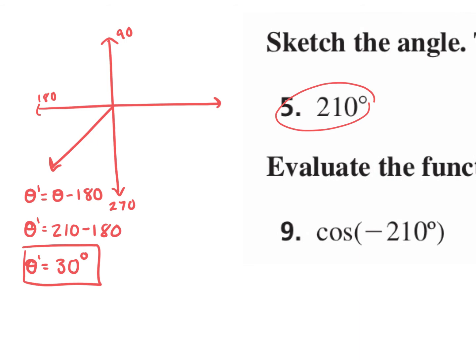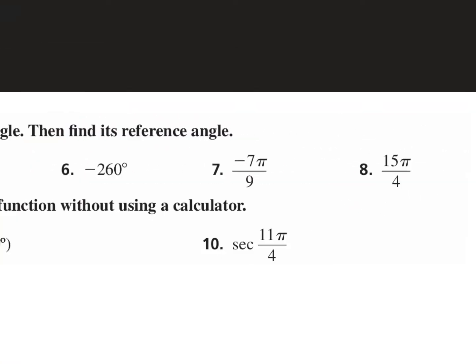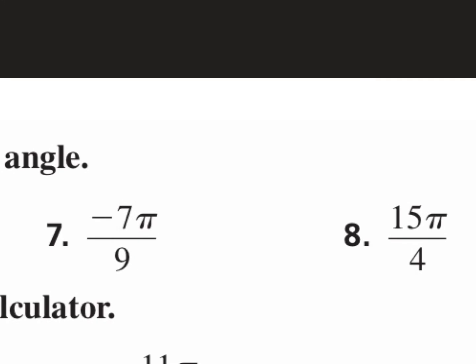These problems aren't too bad when it gives you a positive number in degrees, but it gets a little bit tricky when it's a negative number or if it's in radians, because it's just a little bit more work. But it's not too bad. You just have to figure out which quadrant you're in and then use the formula that goes with it. So let's take a look at number 7 now. This one's negative and in radians.